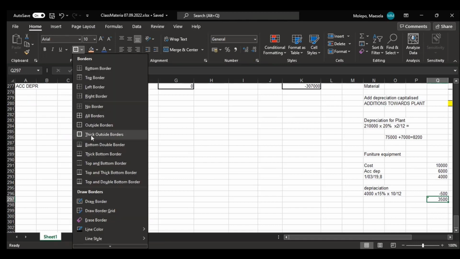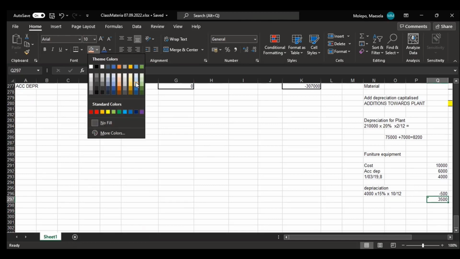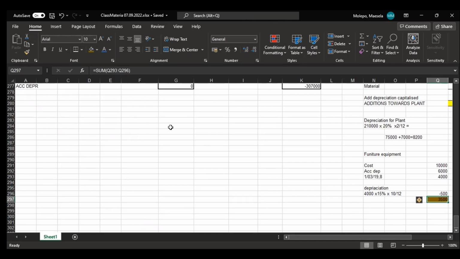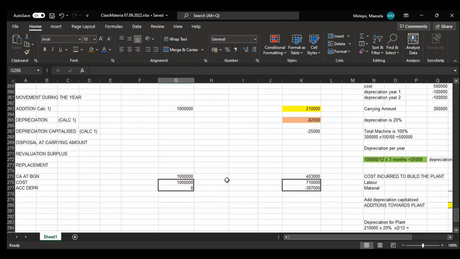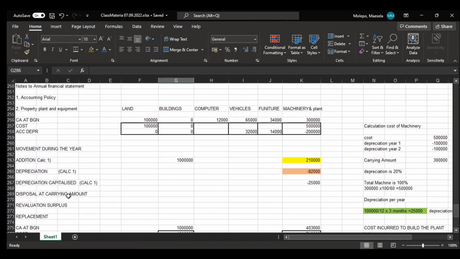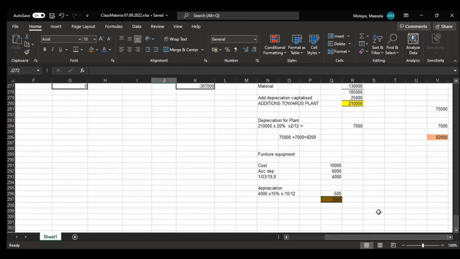So this 3.5, we can conclude that is the disposal at carrying amount. Right? So this 3.5, it will go here. The 3.5 will go on the disposal of, we are doing what, furniture, right? It will come here. The disposal at carrying amount will be 3,500. We happy, right? Yeah. Then now let's do the depreciation.